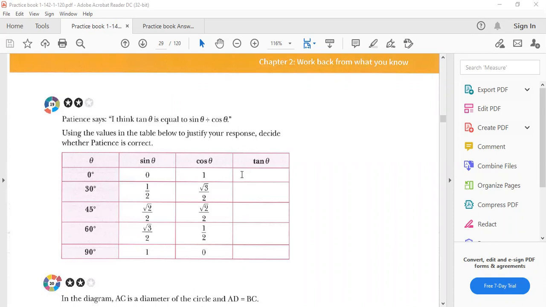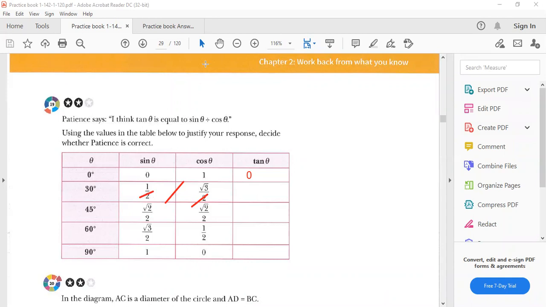Now here we have 0, because tan is equal to sine divided by cos. Here I put 0. Next place, if I divide these two numbers, let's suppose this is a divide sign: 1 divided by 2 and root 3 divided by 2. So this will cancel with this one.